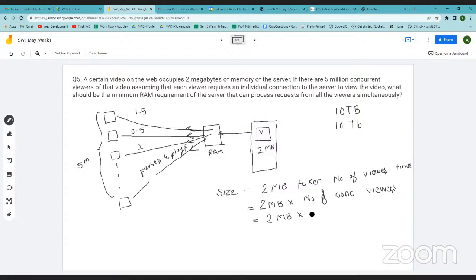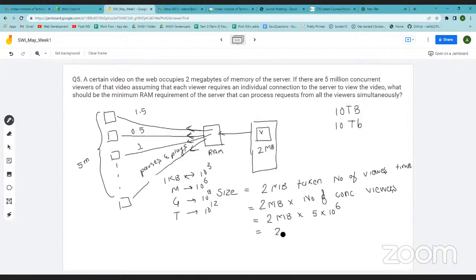What is 5 million? It's 50 lakhs, right? So it is 5 into 10 raised to power 6. And we also know mega stands for 10 raised to power 6. How do we know that? Because I'm telling it now. Kilo stands for 10 raised to power 3, mega stands for 10 raised to power 6, giga stands for 10 raised to power 9, and tera stands for 10 raised to power 12. You can keep these 4 in mind, and the rest will follow.